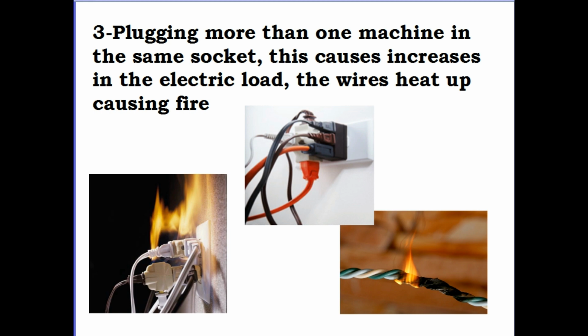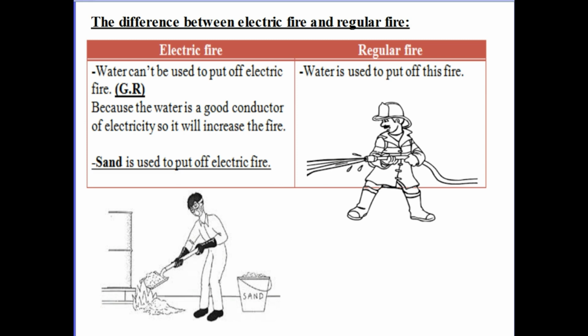They cause fire. Okay, so now we conclude that we have two types of fires, the regular fire and the electric fire. How do they differ? They differ in the reasons causing both types of fires and the way they are put off. The electric fire is caused, as we said, for the previous reasons. How are they put off? How do we extinguish the electric fires? Can we use water? Of course not.